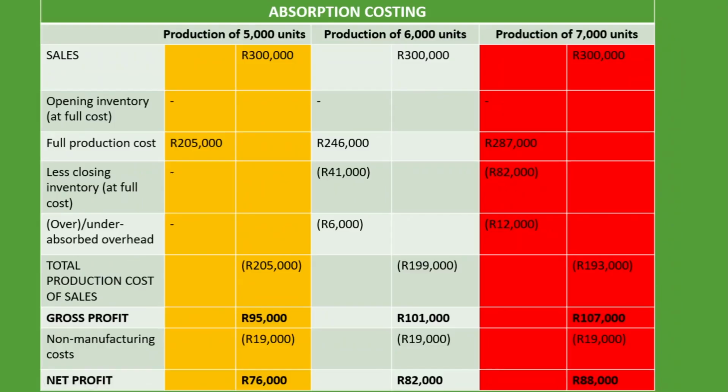So if you have more closing inventory in stock, that means we have some fixed production costs lying with that inventory, and that means we are not deducting them during this period because they are lying in inventory and they will be in our balance sheet. And that is why you're able to inflate your profits by producing more. I hope you have understood absorption costing by now.